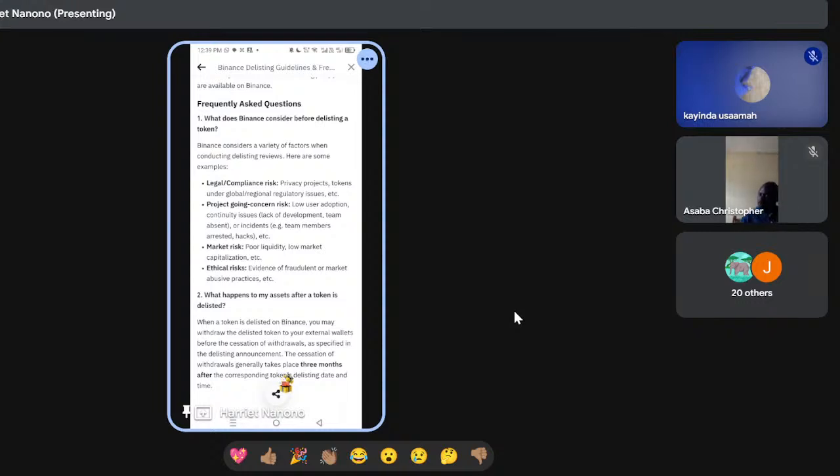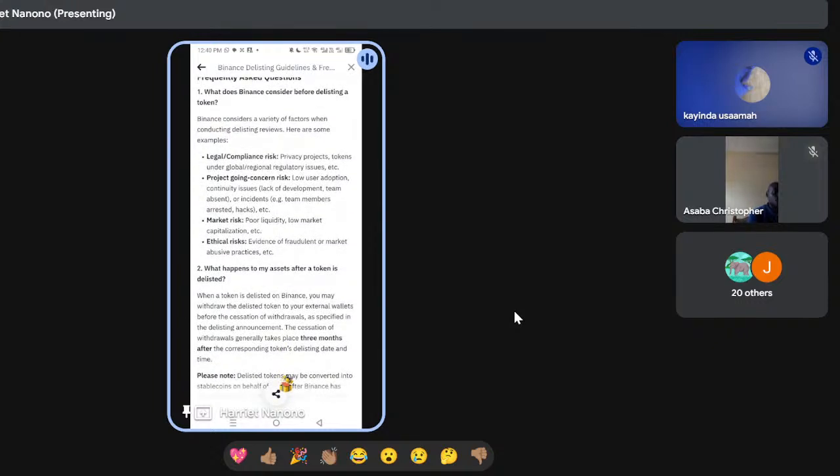Then there are ethical risks, evidence of fraudulent or market abusive practice. Remember, we are using blockchain technology. With blockchain technology, there is no central body which is governing. So everyone can come up with a project.